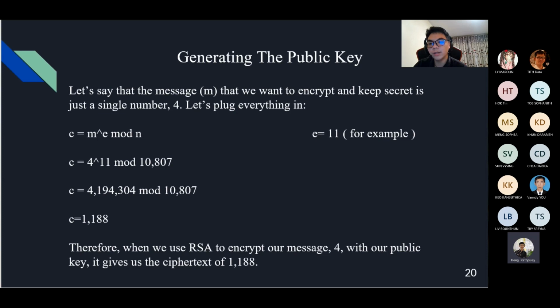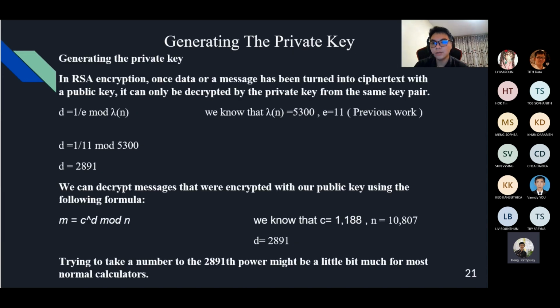So we have 4,194,304 to the mod of 10,807. As a result, we got our ciphertext equal to 1,188. Therefore, when we use the RSA encryption, our message 4 with our public key, it gives us the ciphertext of 1,188. The next step is to generate the private key.